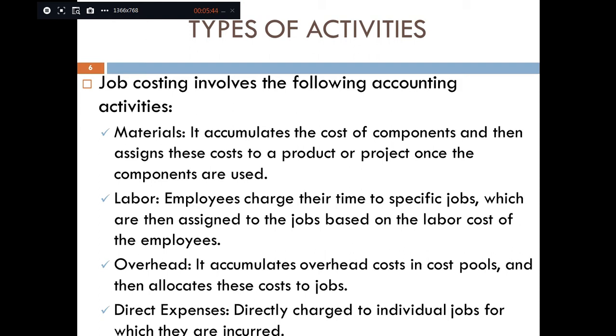Overhead costs: it accumulates overhead costs in the cost pools and allocates this cost to the jobs. Finally, direct expenses are directly charged to individual jobs for which they are incurred. Direct expenses are equal to the expenses that directly relate to the job, other than the above three, which are materials, labor, and overhead costs.